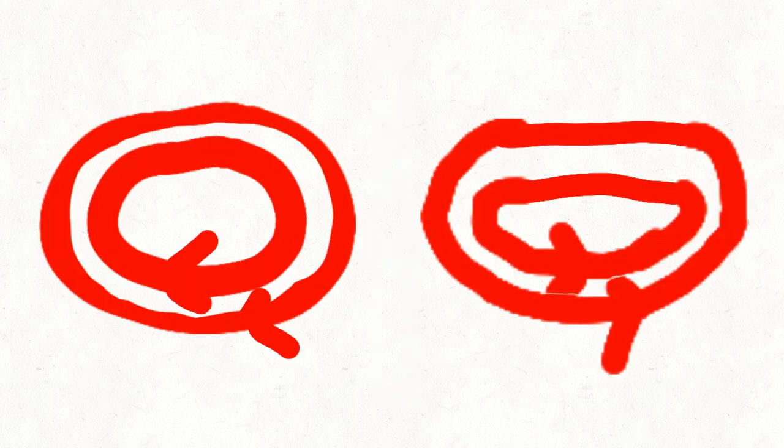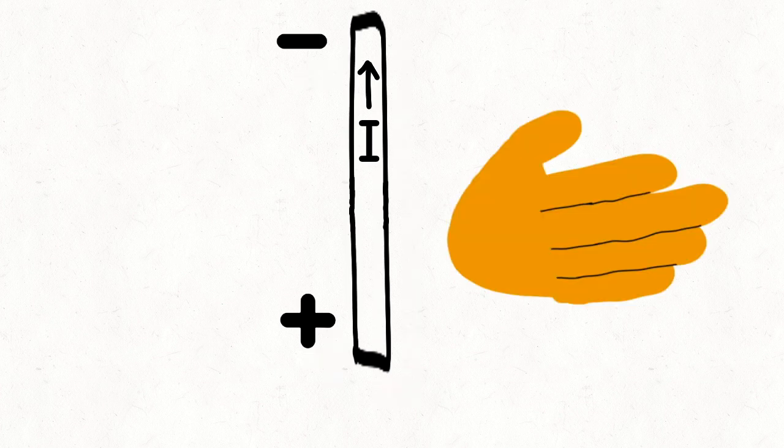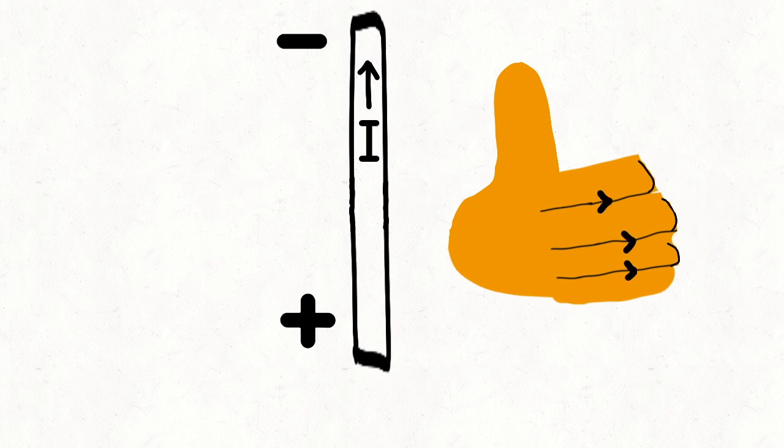We can determine the direction of a field by using the right-hand rule. The current is traveling in the direction of the arrow, from positive to negative. In order to perform the right-hand rule, point your thumb in the direction of the arrow, then wrap your right-hand fingers around your hand. In doing so, you will have determined the direction of the magnetic field.